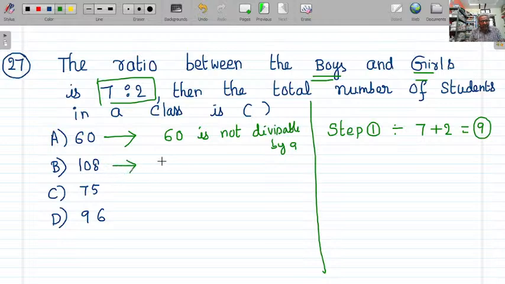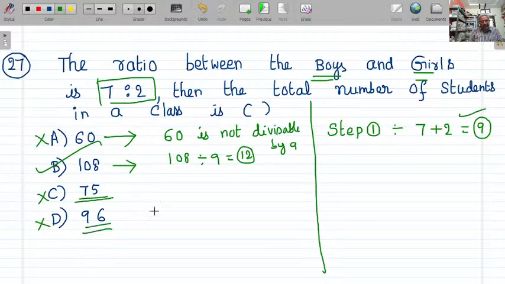108 is divisible by 9: 108 divided by 9 gives 12. So B is the right option. A, C and D are eliminated, because 75 is not divisible by 9 and 96 is not divisible by 9. Whereas 96 is divisible by 3 but it should be divisible by 9. So the total number of students is 108. Option B, absolutely correct.